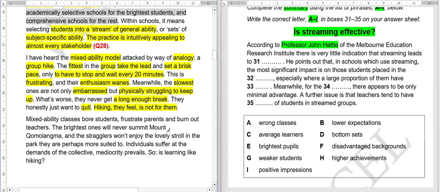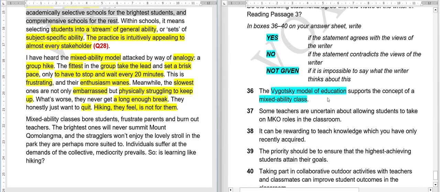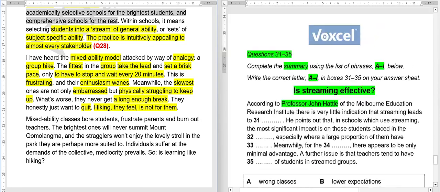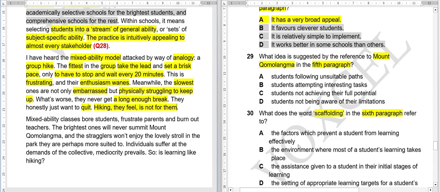Now, do we need to read question number 31? Is there any mention of Professor John Hattie? No, there is no mention of that, so we don't have to worry about that. And there is no mention of this particular word, Vygotsky. Okay, so I'm sorry if I'm mispronouncing this name. So again, there is no mention of this particular word. So this paragraph also doesn't have any answer in it.